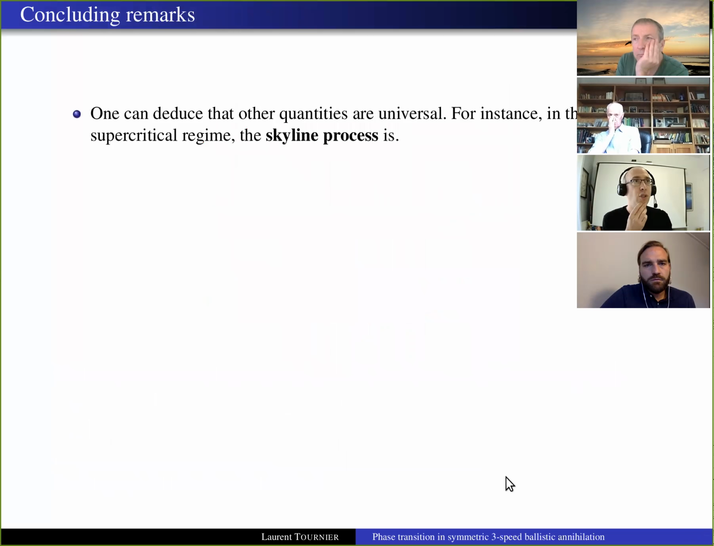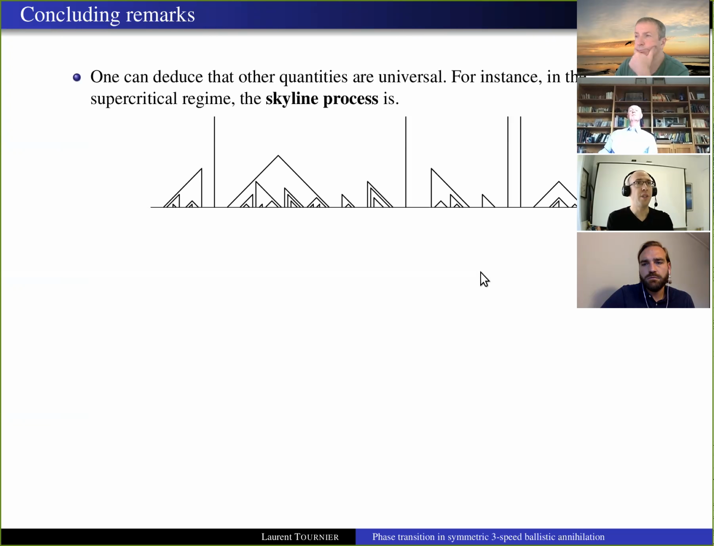So let me just give some concluding remarks, in particular about the universality. So I stated that this distribution of A is universal, that this critical parameter p_c, 1/4, is universal. And the asymptotics also have their first order that is universal, except in the exponential regime. But for instance, you can also actually prove that the whole skyline process is universal.